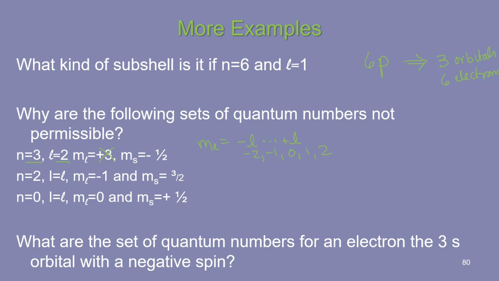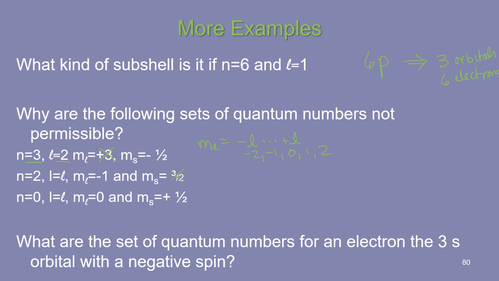Okay, n equals 2, L equals 1. Sure, that's fine, because L can be anything up to n minus 1. Can M sub L equal negative 1/2 or negative 1? Sure, if L equals 1, M sub L can equal negative 1, 0, or 1. So that's fine. Can M sub S equal 3/2? No, of course not. We know that's wrong.